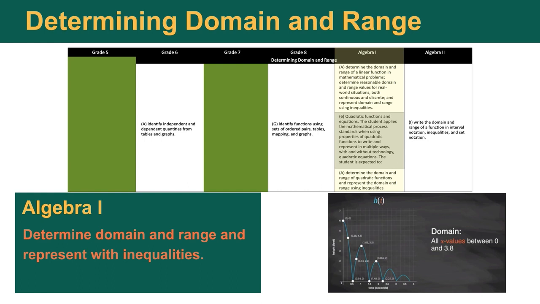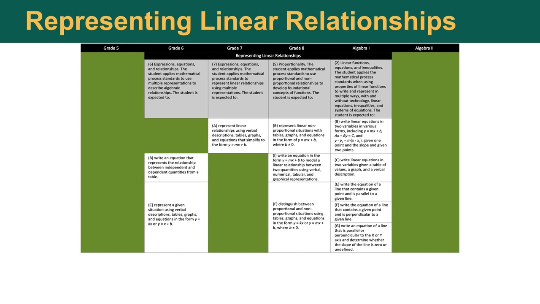They will represent domain and range symbolically using inequalities. The use of this notation will expand in Algebra 2 to include interval notation and set notation. Students have considerable background from 6th through 8th grades to prepare for representing linear relationships, standards 2, 2B, 2C, 2E, 2F, and 2G in Algebra 1. Let's look at this vertical alignment, starting with topics from 6th grade.